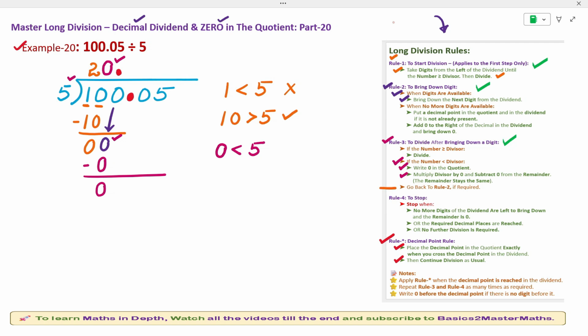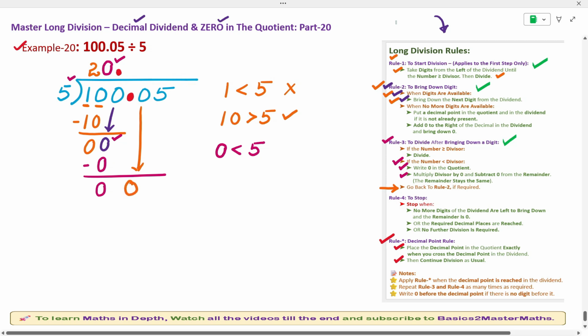So, let us go back and apply rule 2 again. When digits are available, bring down the next digit from the dividend. In this case, since the digits are available, bring down the next digit 0. Now, rule 2 is complete for the second time.